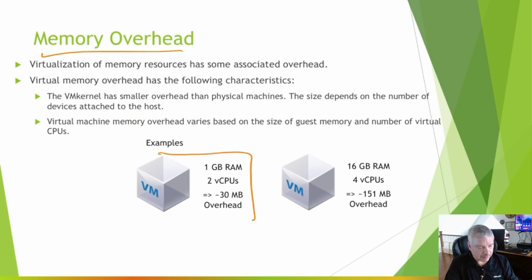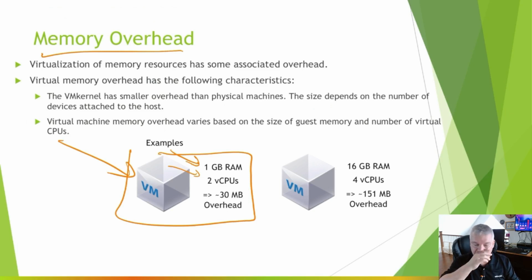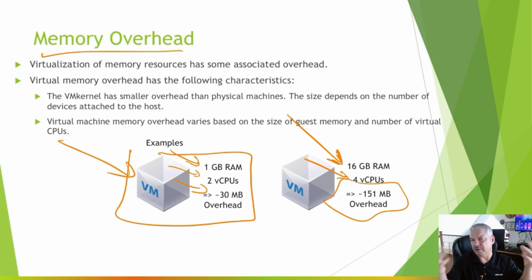In this example, we see a VM with about 1 gig of memory and 2 virtual CPUs. That will take up roughly 30 megs of memory. Whereas this VM on the right has 16 gigs of memory and 4 virtual processors, and would take approximately, let's say, 150 megs of overhead. This overhead memory runs in real memory. That means if I go to power on the VM on the right and I don't have 150 megs of free memory, the VM won't power on. So be aware of that.